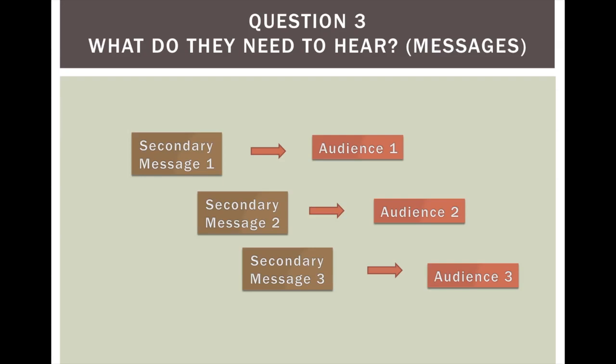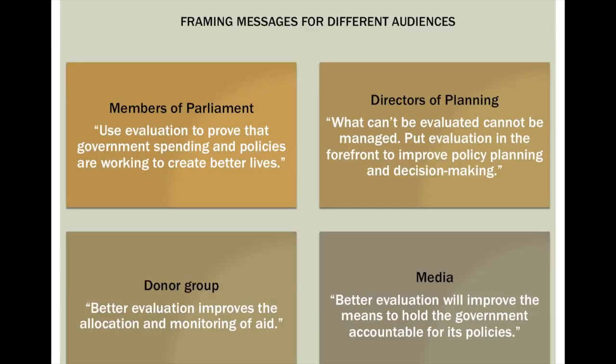For example, a tailored message to a parliamentarian may say, use evaluation to prove that government spending and policies are working to create better lives. Now, if you were targeting the directors of planning, your message could say, what can't be evaluated cannot be managed. Put evaluation in the forefront to improve policy planning and decision making. The donor group might need to hear better evaluation improves the allocation and monitoring of aid. Messages targeting the media might say better evaluation will improve the means to hold the government accountable for its policies. So you see, the primary message has the potential to be framed differently according to the audience the message is aimed at.